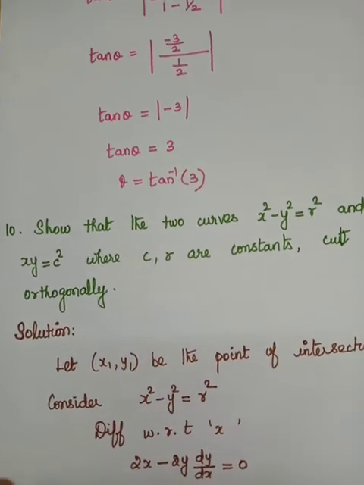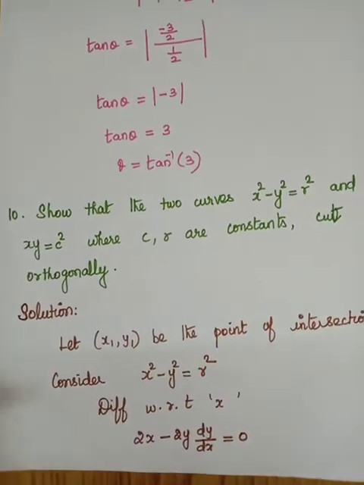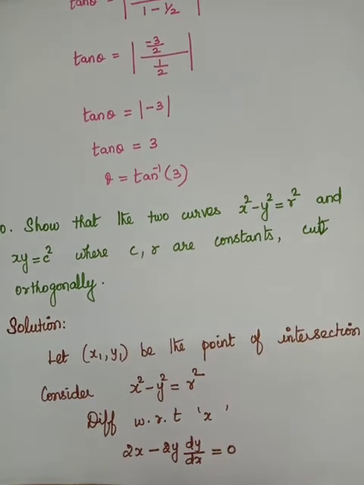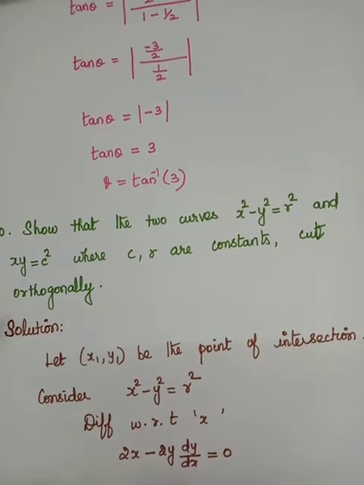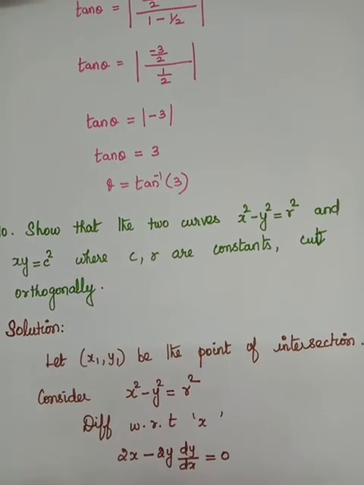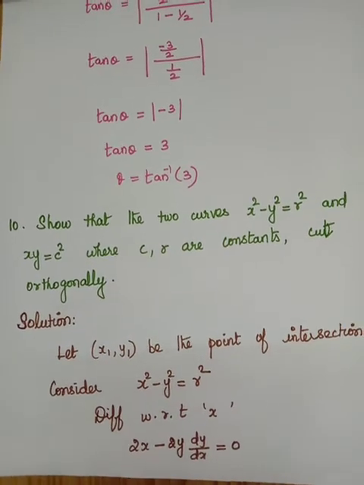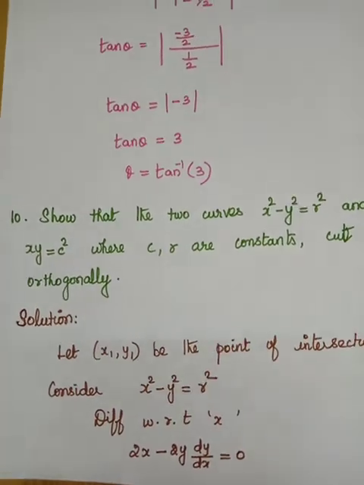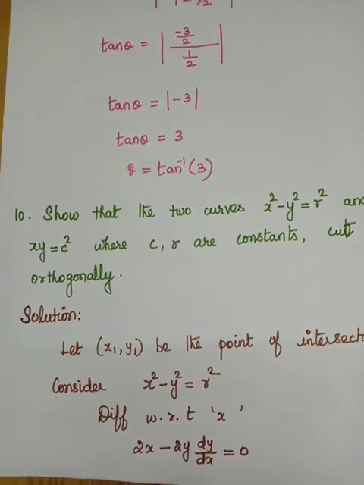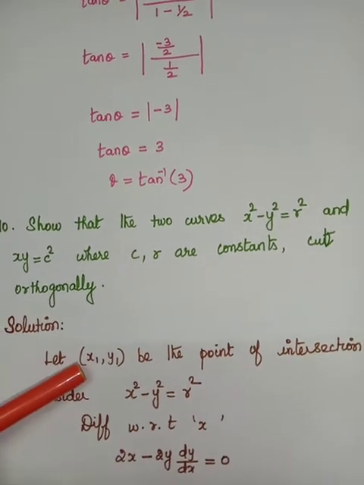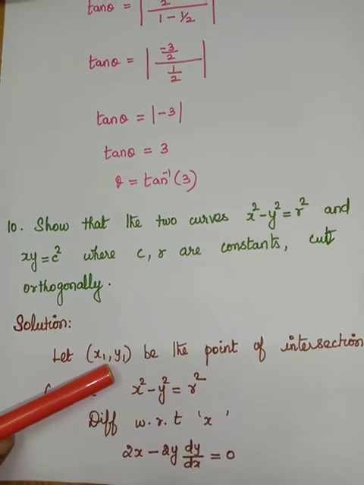So here I didn't find the point of intersection. I am going to take x1, y1 be the point of intersection, because you have to show the two curves cut orthogonally. So it is enough to show m1, m2 is equal to minus 1. So here I didn't find the point of intersection. I have taken the point of intersection as x1, y1.